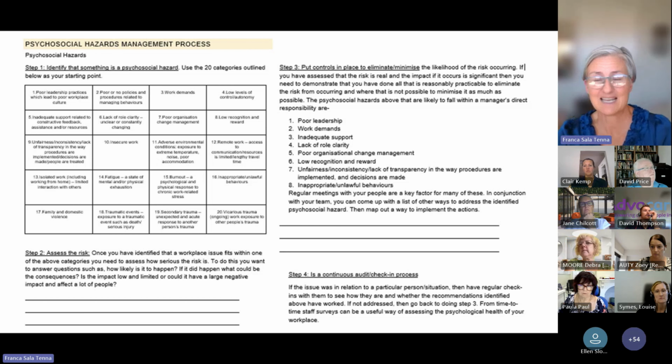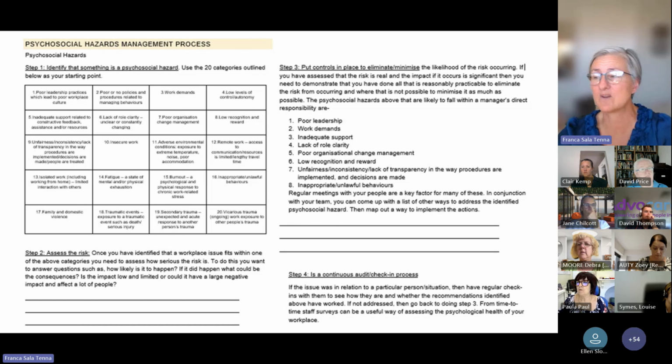So that's exactly the same. Anyone that's in safety in the room as I'm talking, that's exactly the same framework you've probably been doing in safety for years around physical safety. It's exactly the same framework that they're asking you to do for psychosocial hazards.